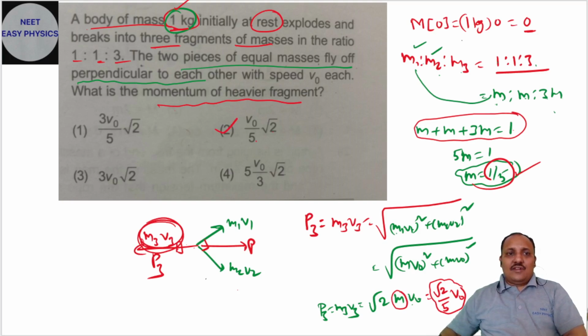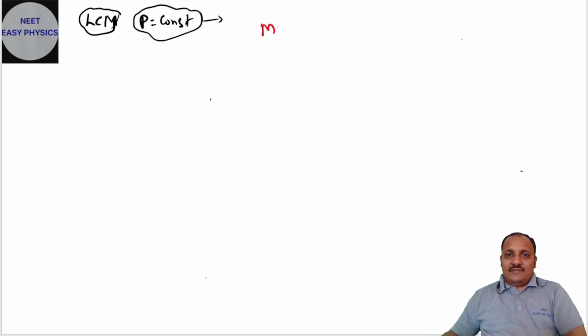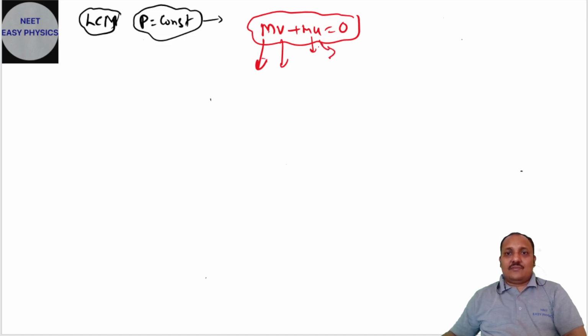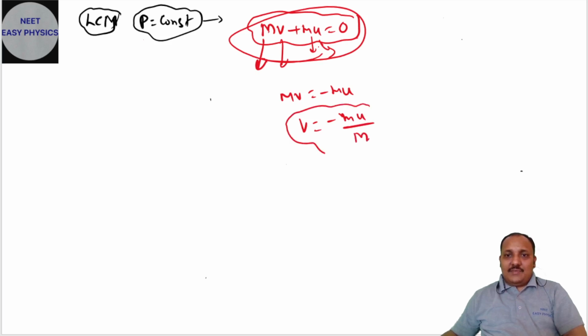Recoil velocity of the gun you will apply very easily. MV plus mu is going to be 0, since initially it is at rest. Capital M is the mass of the gun, V is the recoil velocity, m is the mass of the bullet, u is the initial velocity of the bullet. If you apply this, you will get MV is equal to minus mu. V is going to be minus mu by capital M. So the negative sign represents that it is going to move backwards.